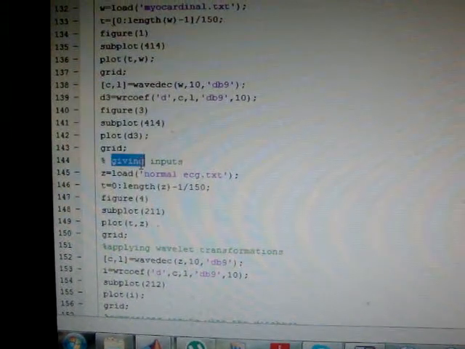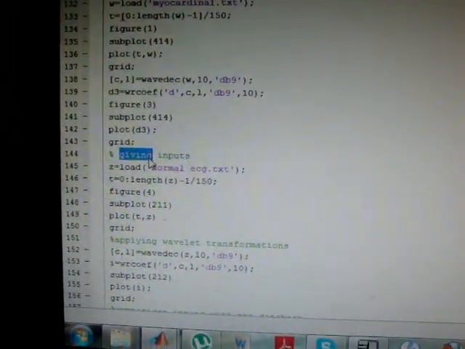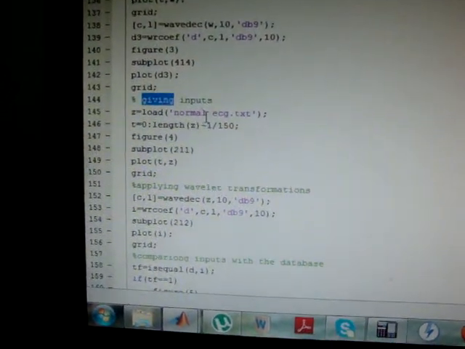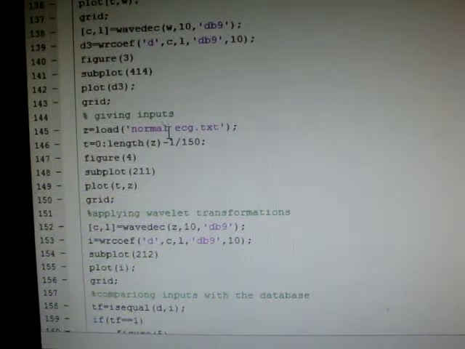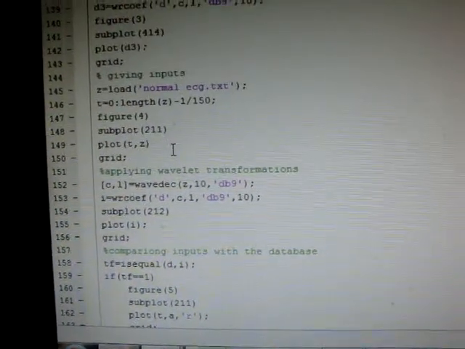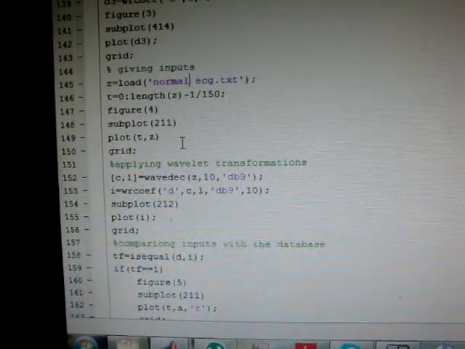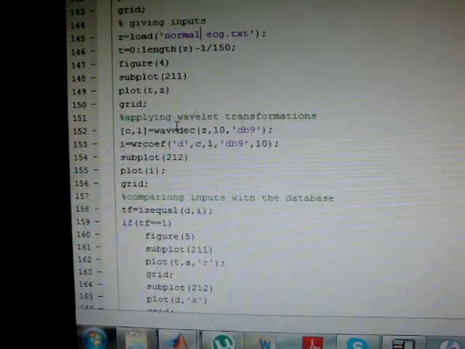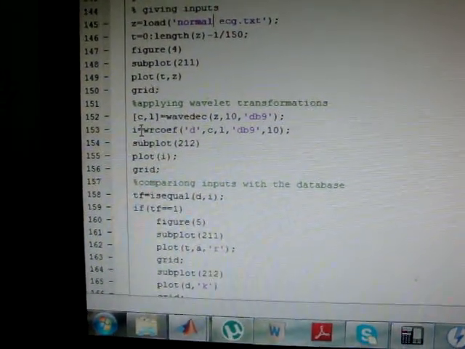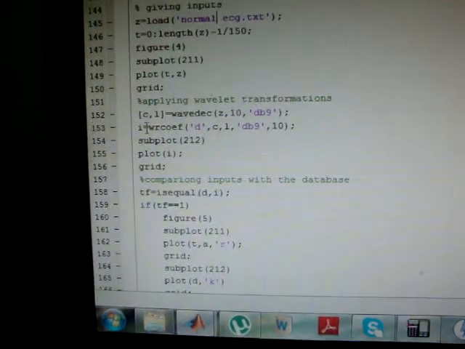Now coming to stage 2, which is known as giving inputs. In this stage, we give the input to the system. For example, consider in these circumstances a normal ECG. We then convert the normal ECG to its respective wavelets using the codes WaveDec and WRCOEF. Consider the wavelet of the normal input as I. And with this, we are done with stage 2.